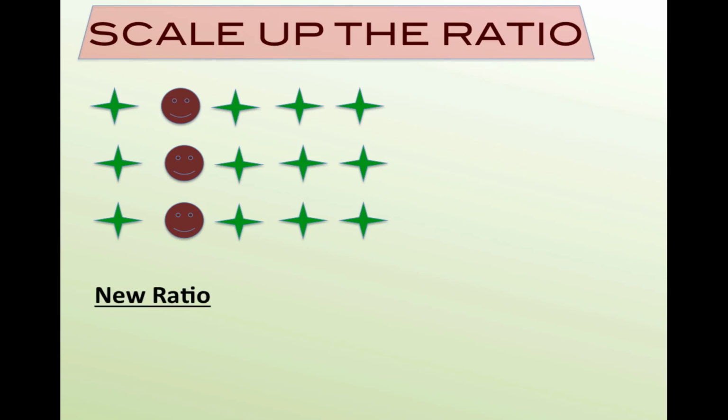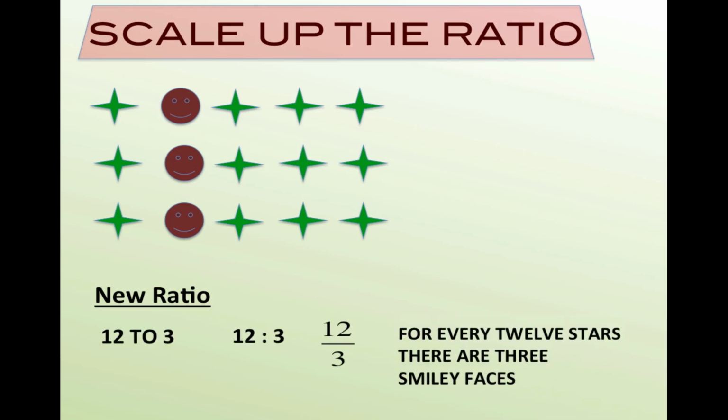I'll give you a few seconds to count it. And remember, we're looking for the ratio of stars to smiley faces. So be careful of what you list first when you're writing your ratio. And your answer should have been 12 to 3, 12 colon 3, 12 over 3, or for every 12 stars, there are 3 smiley faces. You have scaled this ratio up 3 times.